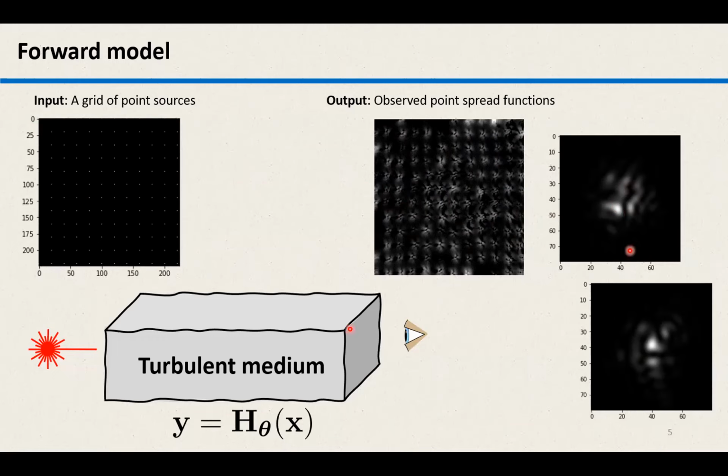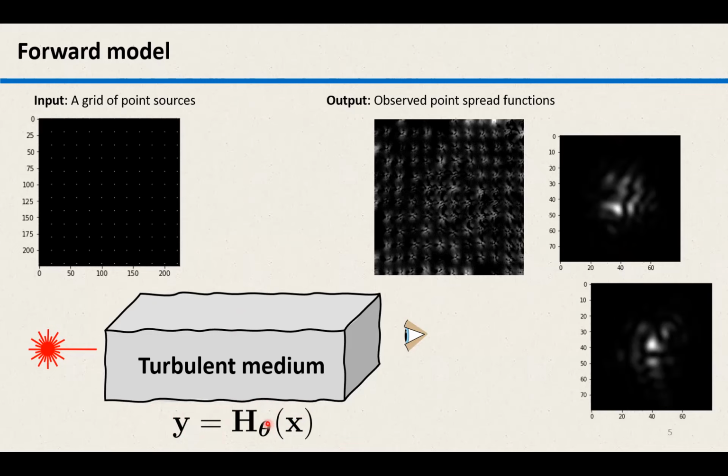This is a very, very nonlinear process. However, we can more or less say that y, which is the output, can be written as some kind of nonlinear operator h with a parameter theta applied to some kind of input x. So as long as you can write down the expression for this h theta, then we have a forward model. Now, given this forward model, we can do many things that we want.